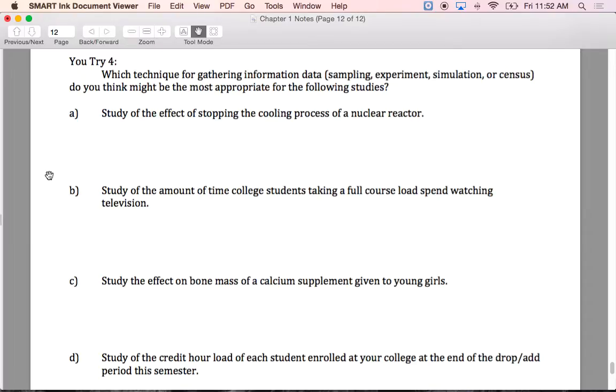So for A, it says study the effect of stopping the cooling process of a nuclear reactor. Now we want to think about this one. We don't really want to go sample or do an experiment with it. So we probably want to do a simulation so we don't have to actually be there exposed to the nuclear reactor.